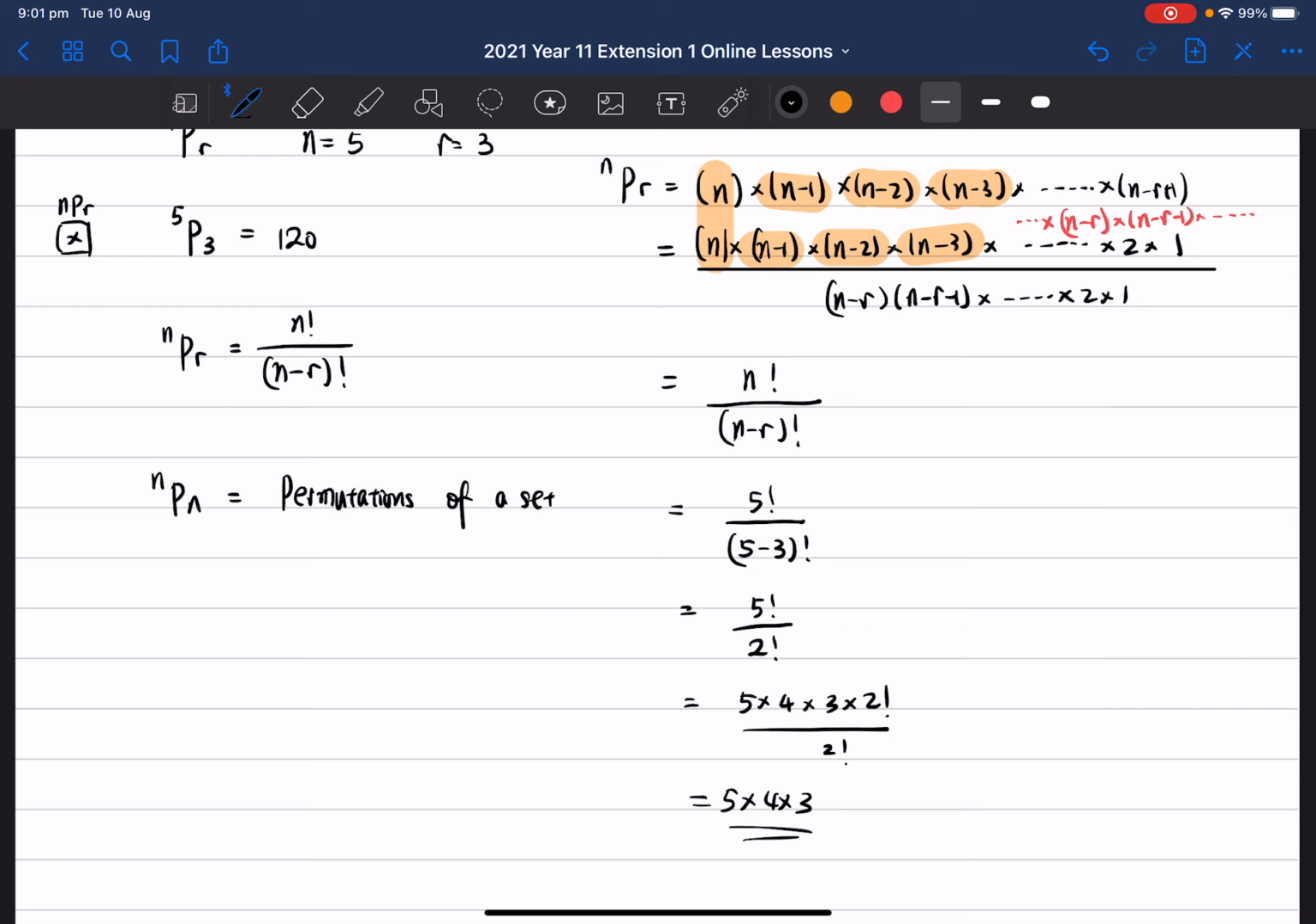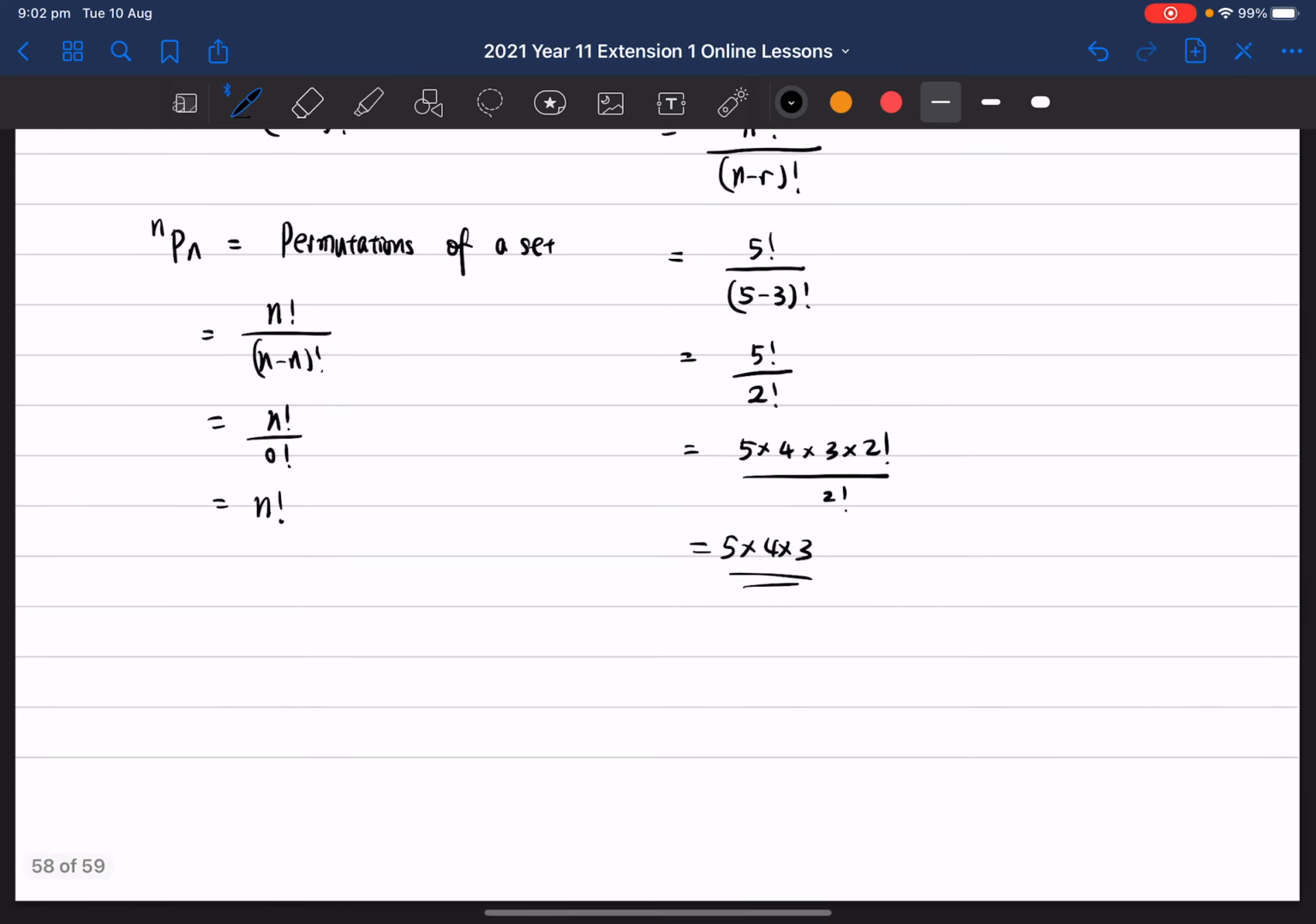All right, so what does that mean? It's like you've got 5 letters, for example, or you have n number of letters, and then you're choosing all n of them, and then you rearrange it. So in that case, if we just use the formula, that is n factorial over n minus n factorial, which is n factorial over 0 factorial, and we know 0 factorial is equal to 1, so therefore that is just equal to n factorial.